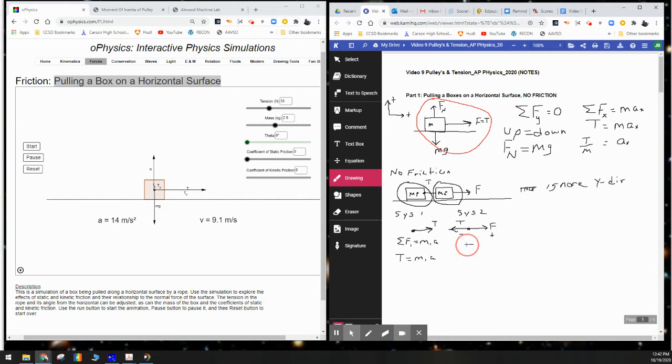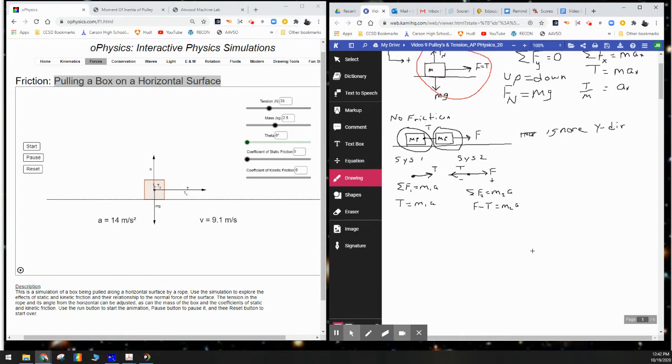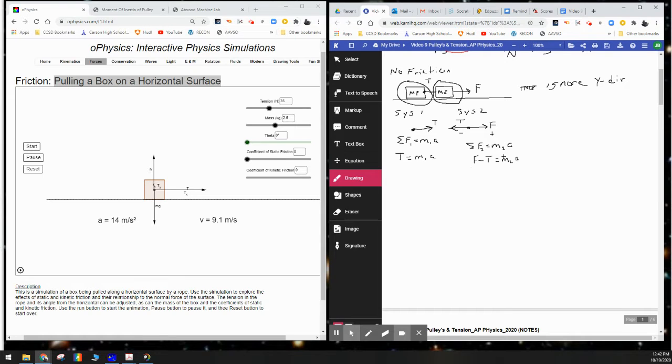So when I do the sum of the forces on system two, it equals mass two times A. What I have here is the force F minus tension equals M2A. All right, so now we have two equations and two unknowns.